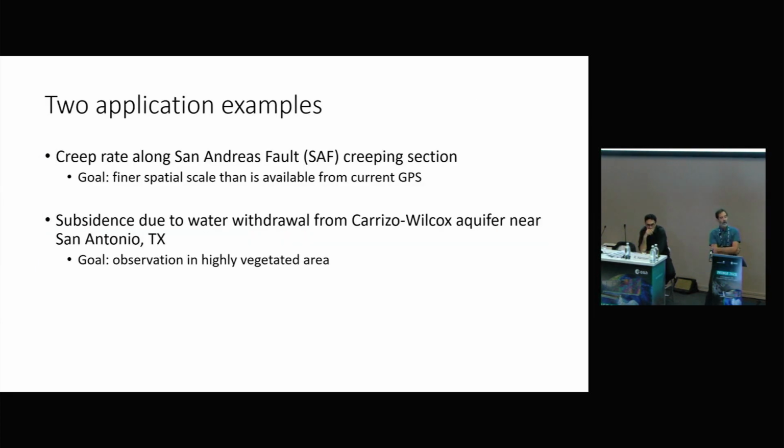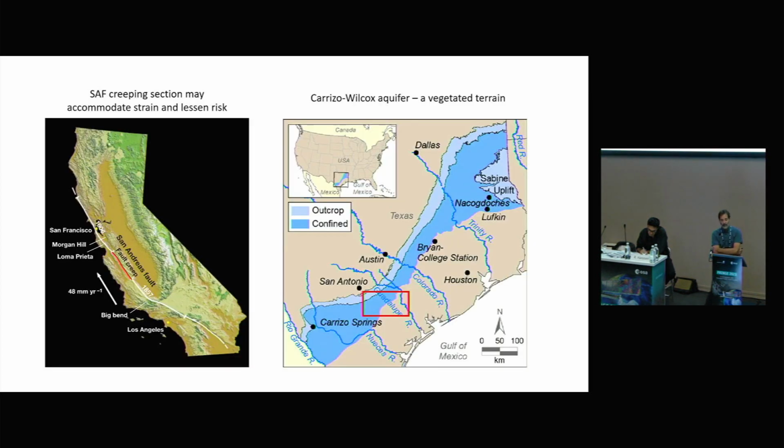So let's look at two other examples. One is measurement of the creep rate along the San Andreas Fault in California, and the other is subsidence due to water withdrawal in an aquifer in Texas. And the goal for this one, it's an area that is pretty highly decorrelated because of the amount of vegetation in the area. And there's a poster over in the poster area describing more details of the water withdrawal problem that we had here. So here are the maps.